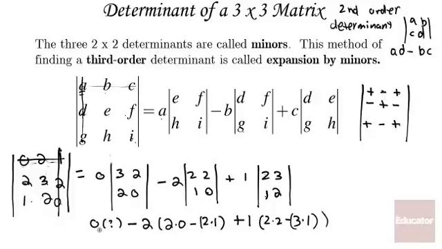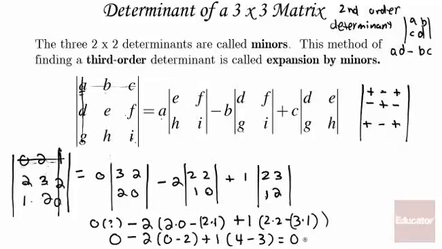Simplifying this, this is just 0 times whatever was in here. It didn't matter. It's 0. 0 times anything is 0. Then 2 times 0 is 0, minus 2 times 1. Plus 1 times 2 times 2, which is 4, minus 3 times 1, which is 3. This equals 0 minus 2 times negative 2, plus 1 times 4 minus 3, which is 1.